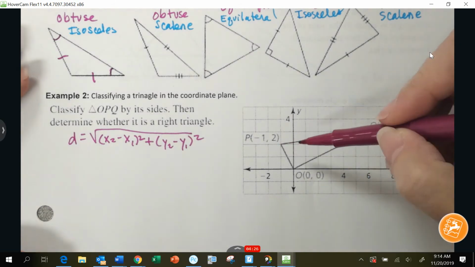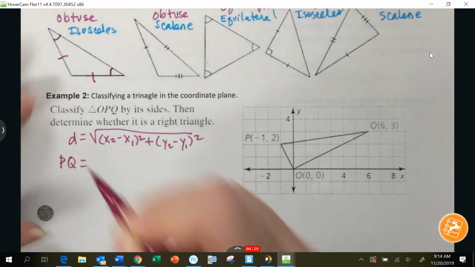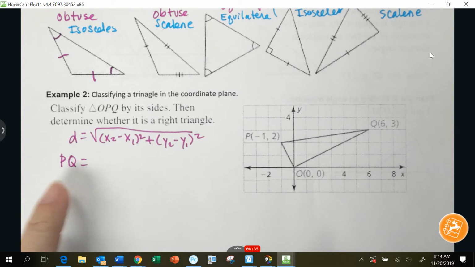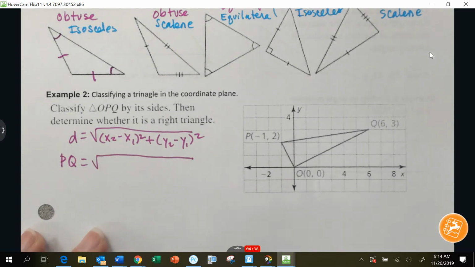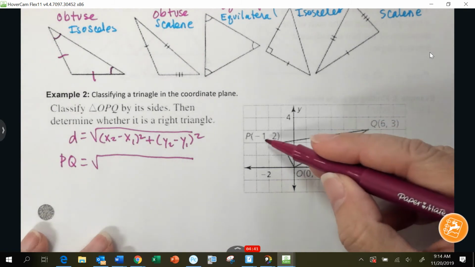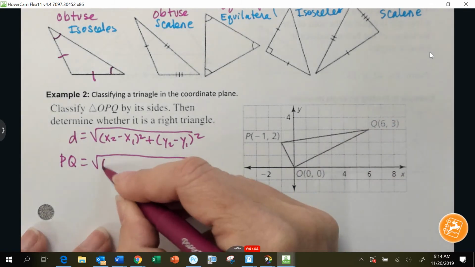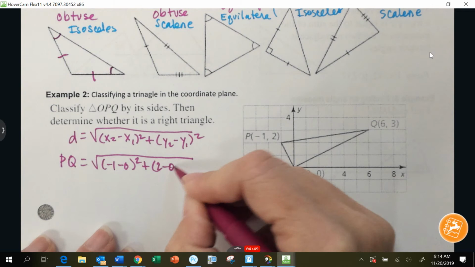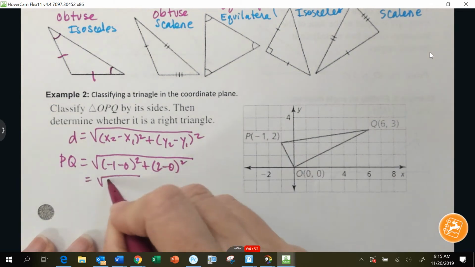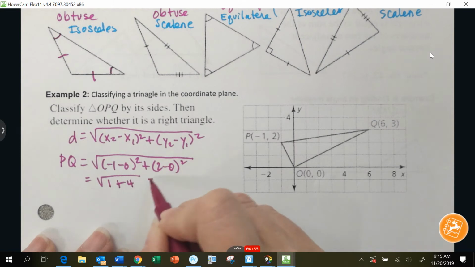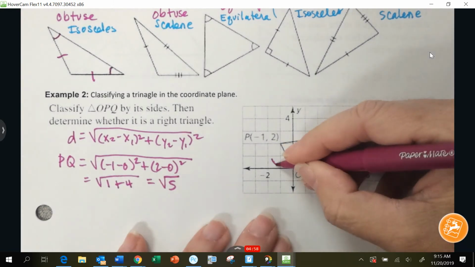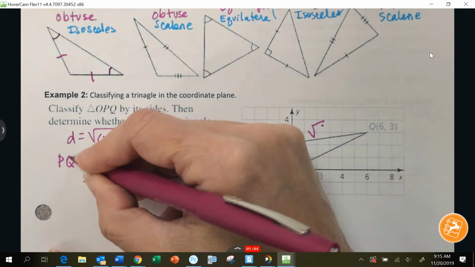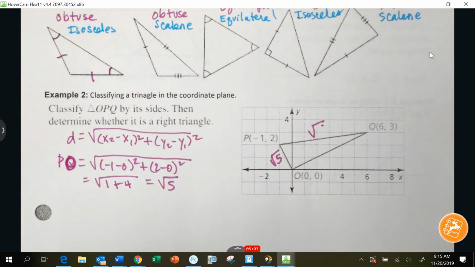So I'll do PQ. Remember when I write distance in geometry, we don't put a line above the PQ. That means distance. So we're going to square root. We're going to subtract our x's. So my x's are -1 and 0. And subtract the y's, 2 minus 0. So I get 1 plus 4, which is square root of 5. This side is square root 5. Nope, this side is... Oh shoot, I did PO, I didn't do PQ. Sorry, that's a no. There we go. I'm sorry, I did the wrong one and I wrote it in a pen.